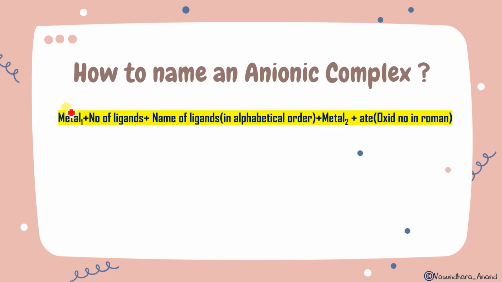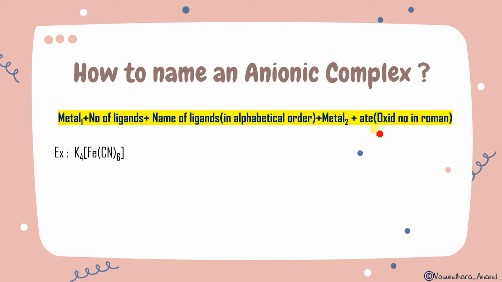We will write first metal 1, whatever the metal is that is written before the brackets, and then we will add the number of ligands, and then the names of ligands in alphabetical order, and then metal 2 we will write. Metal 2 will end with -ate, and the oxidation number should be in Roman numerals.